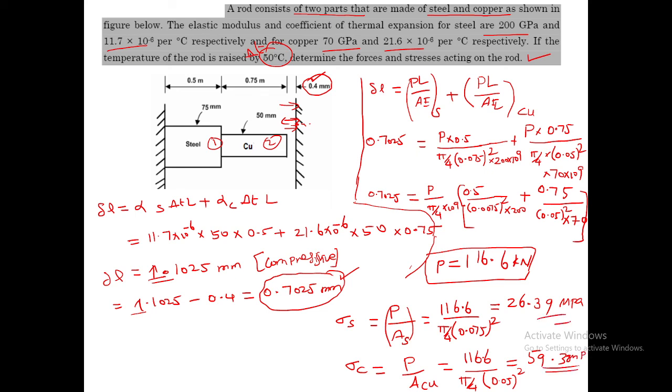In this problem, the main condition is the stress values. Up to 0.4 there is no stress developed in the steel and copper rods. Beyond 0.4, stress will develop. So 1.1025 minus 0.4, stress is only for the 0.7025 distance, not for the entire length of 1.1025. Beyond 0.4 stress will develop.